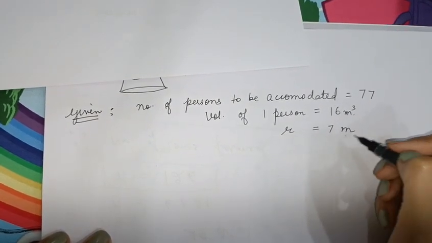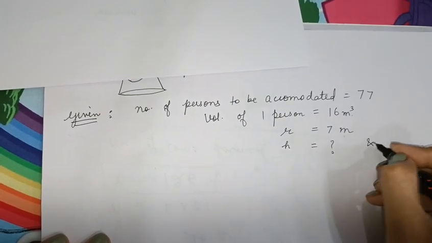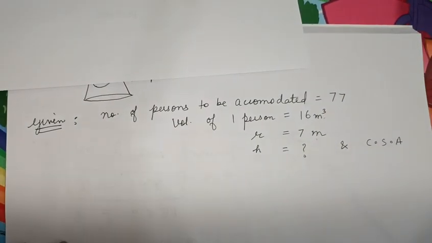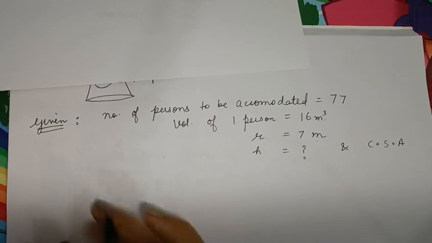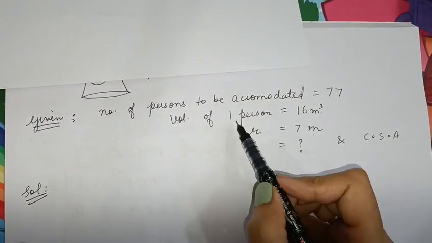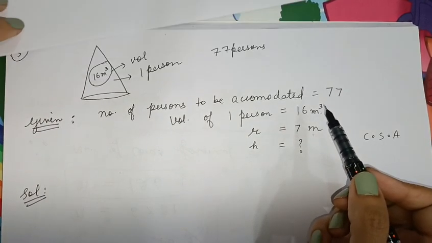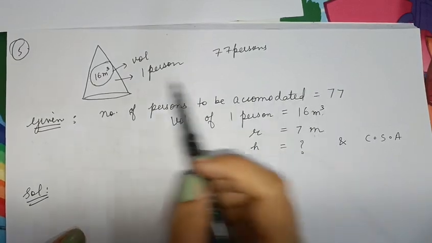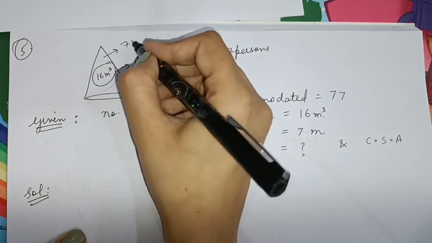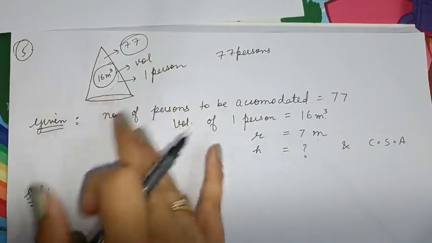Both the things are in meter, it's fine. Then height we have to find. Apart from height, we also have to find curved surface area of the cone. So first of all, let's start with the solution. You have to understand this thing. Whatever is given to us, from there only we have to start. It's given to us in the question that here how many persons can be accommodated? 77.